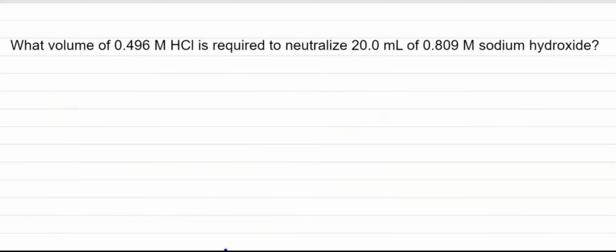Alright, let's have a look at another example. This time we are finding the volume of hydrochloric acid. What volume of hydrochloric acid, with 0.496 concentration, is required to neutralize 20 ml of 8.09 concentration of sodium hydroxide? So the first thing we do is we get the equation right. Let's get our equation written down.